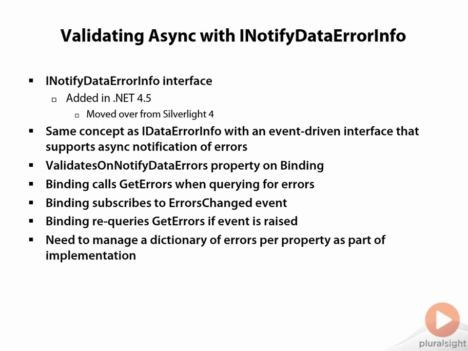So you basically are going to have a set of errors per property that gets returned from the GetErrors method. And GetErrors gets called passing a property name, similar to the indexer on IDataErrorInfo. So one of the advantages here of INotifyDataErrorInfo over IDataErrorInfo is that you can return multiple errors per property. The indexer on IDataErrorInfo only returns a single string, but you might have multiple rules associated with a single property, each producing its own error. So INotifyDataErrorInfo is more flexible in that way.